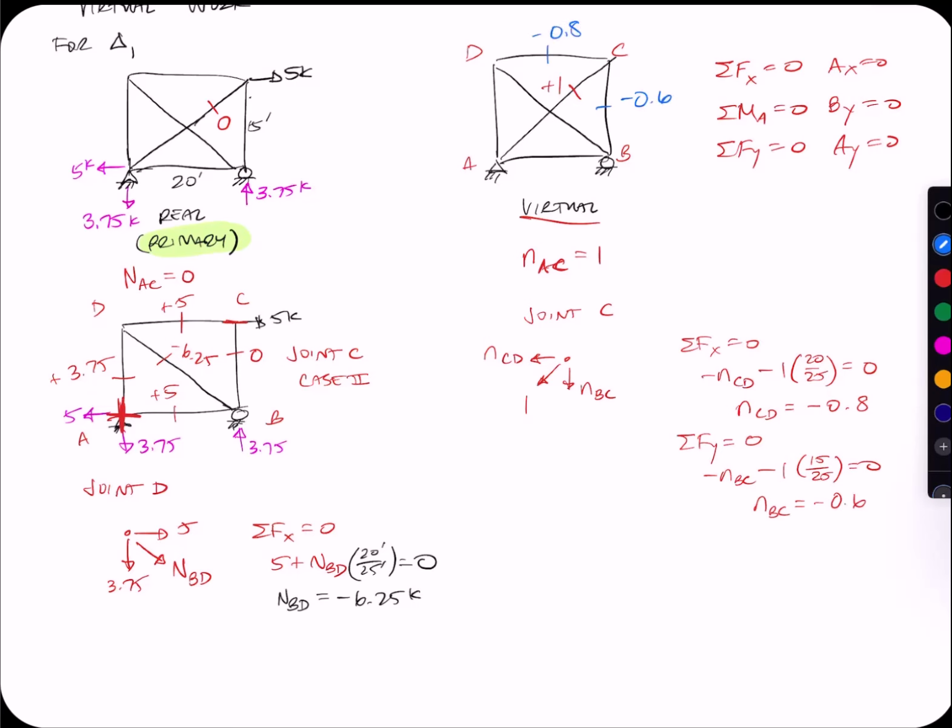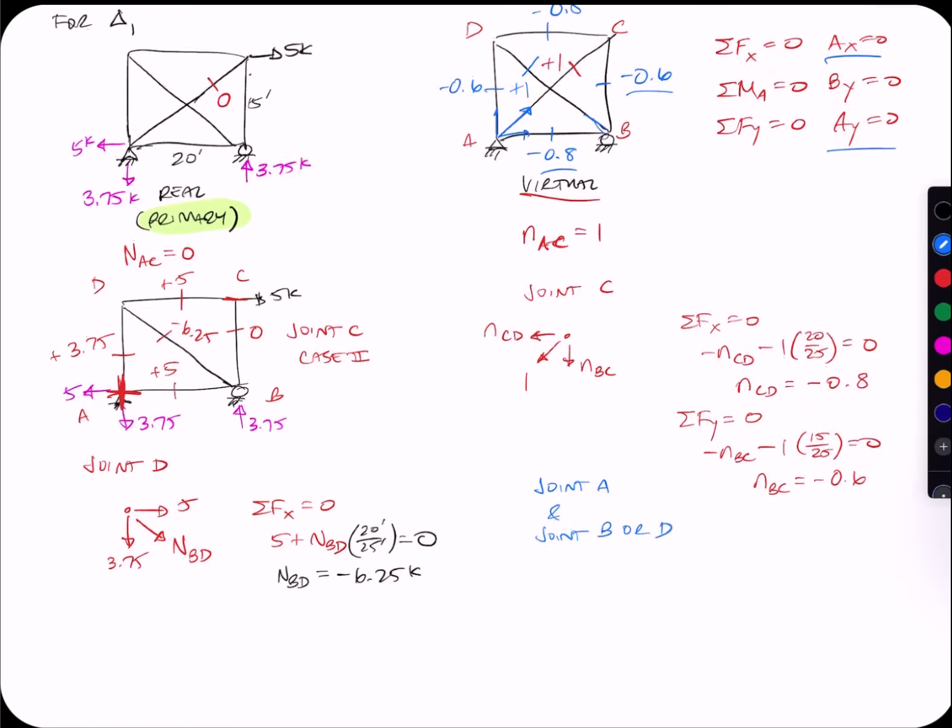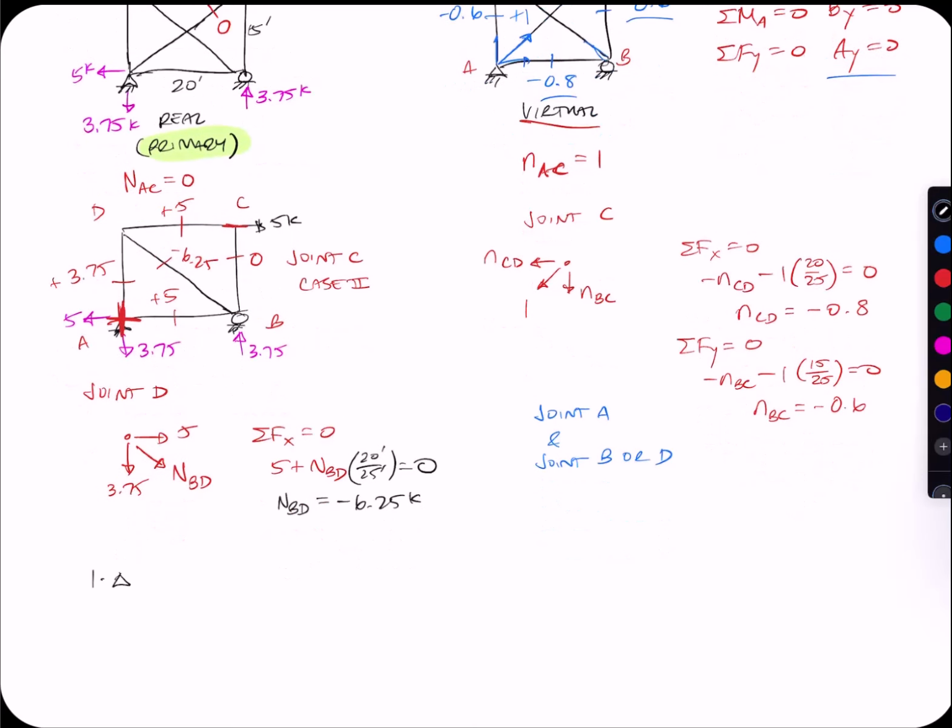This is -0.6, -0.8. Because my AX and my AY are 0, this looks exactly the same. This is -0.8, -0.6. And if this is -0.8, -0.6, this diagonal also has to be +1. So we could find that if you want to do it out, you could look at joint A and joint B or D, and you will find all those values. But we have all the information that we need to calculate the deflection delta 1.